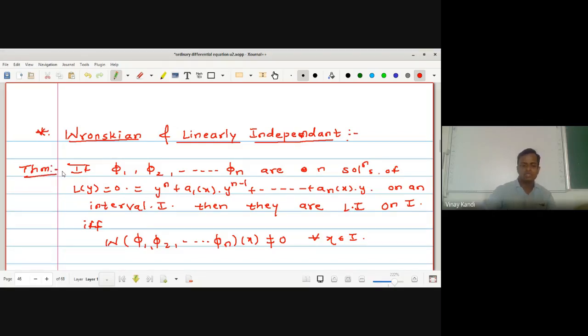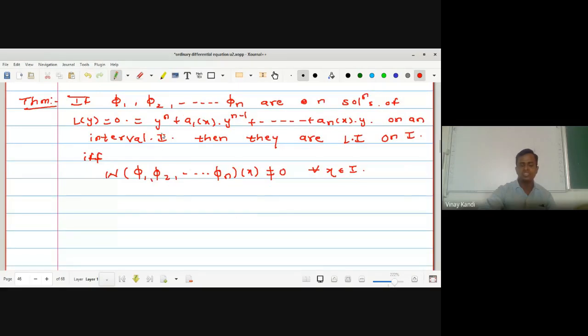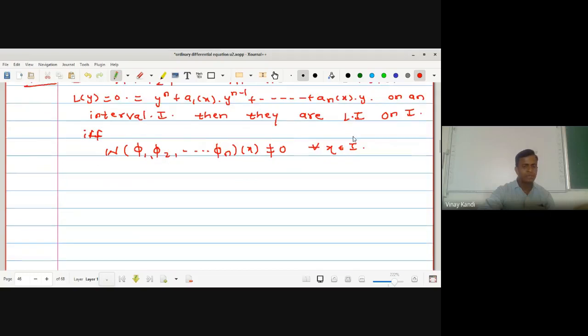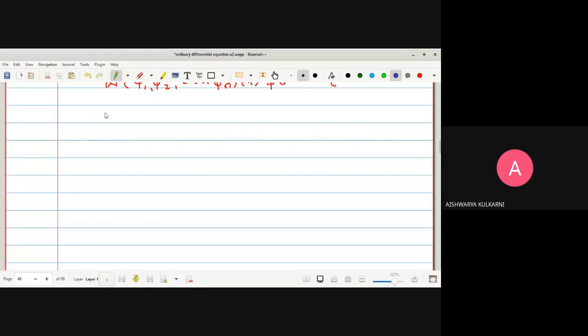We saw this theorem for homogeneous linear differential equations with constant coefficients. Now here is the homogeneous linear differential equation with variable coefficients. So we have to prove that phi 1, phi 2 up to phi n are linearly independent if and only if their Wronskian is not equal to 0 for all x belonging to I. Any doubt? No, sir. Now the proof of this theorem.